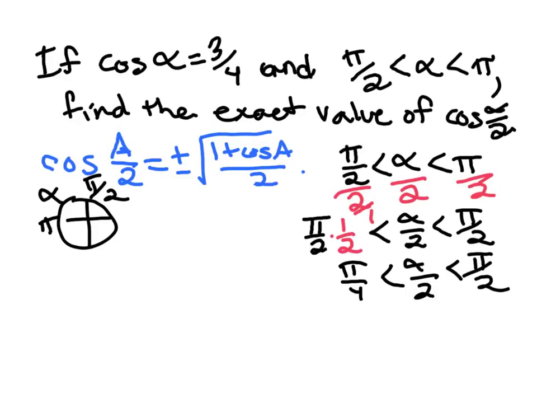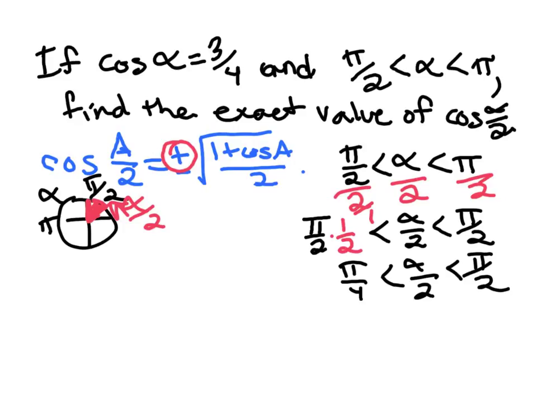which means that alpha over 2 is between pi over 4 and pi over 2. It's somewhere in this wedge here for alpha over 2. So I know in this case that cosine of alpha over 2 is going to be positive. In quadrant 1, all of the trig functions are positive.